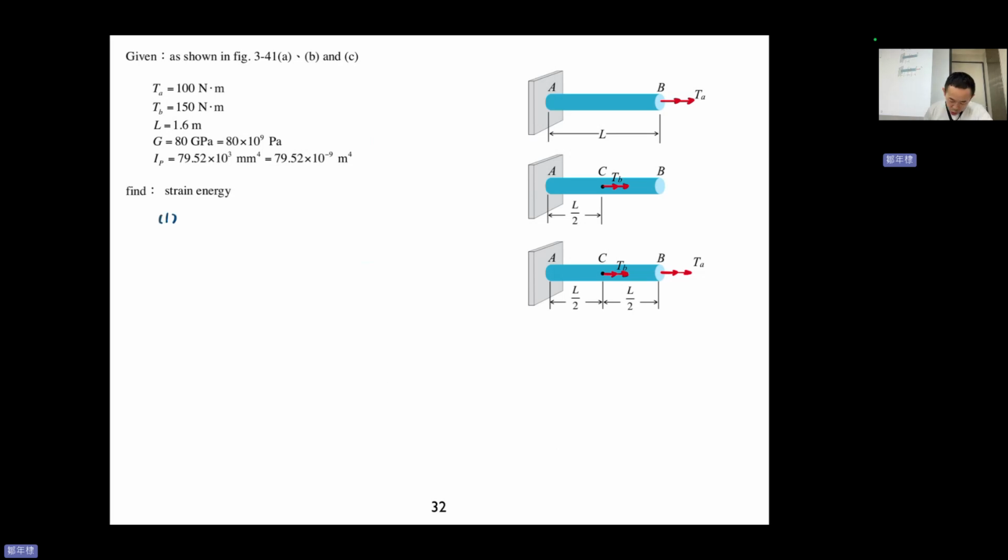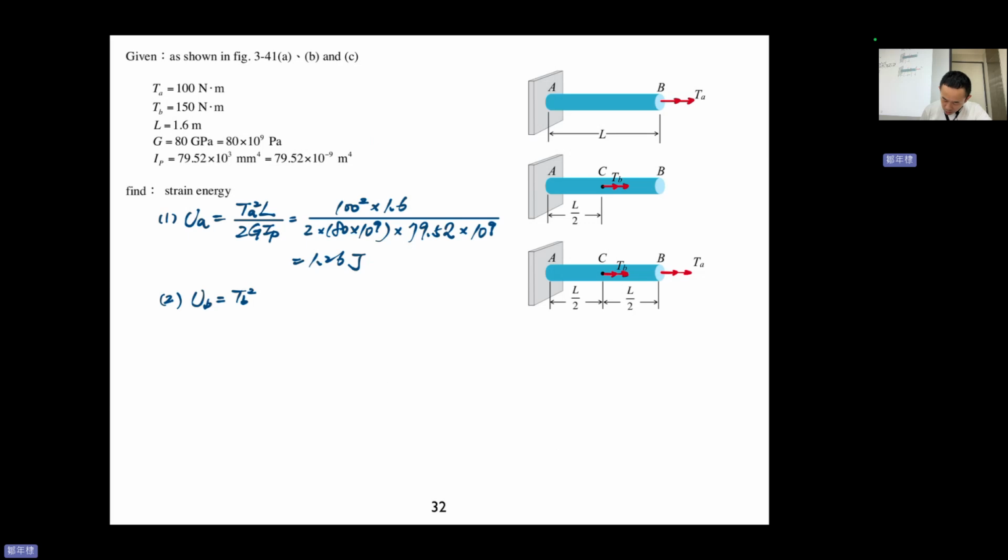So the first one, UA strain energy, is easy because it just follows the formula TA squared L divided by 2GIP, equal to 100 squared times 1.6, divided by 2 times 80 times 10 to the 9 times 79.52 times 10 to the minus 9. And then the value will be 1.26 joule.